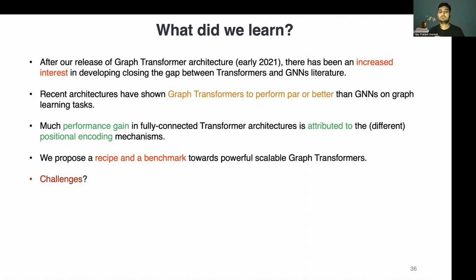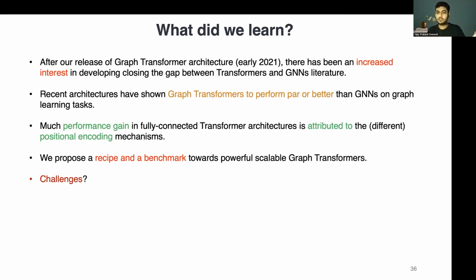And second, the recent architectures have shown that graph transformers perform on par with or better than GNNs on graph learning tasks. Much of the performance can be attributed to the design of different positional encoding mechanisms, because in the attention framework, the self-attention mechanism, and the transformer, there's not much change when we compare to the original vanilla transformers. And finally, we propose a recipe, which was the graph GPS, a general framework, and a benchmark which can lead towards designing further future graph transformer networks.